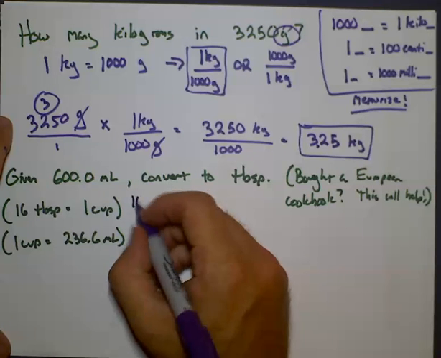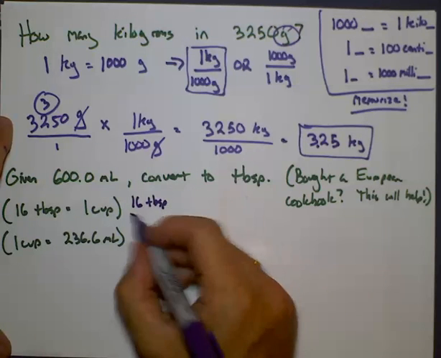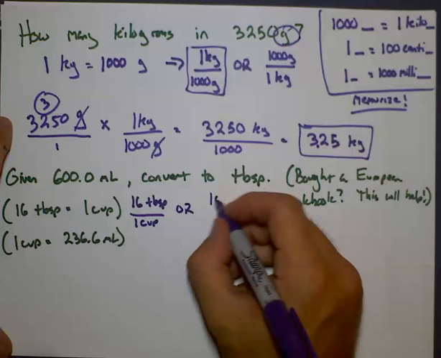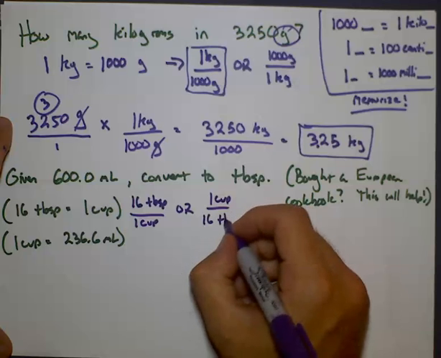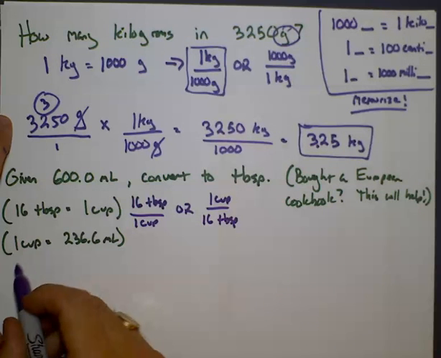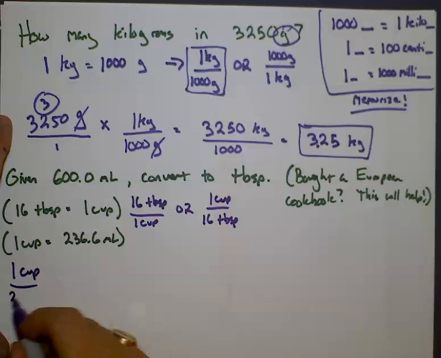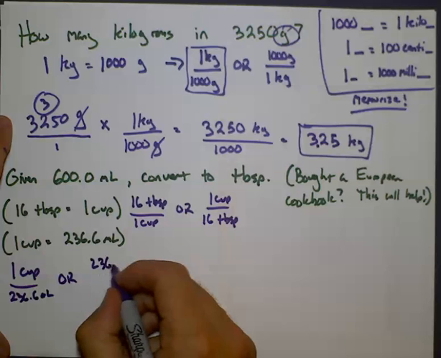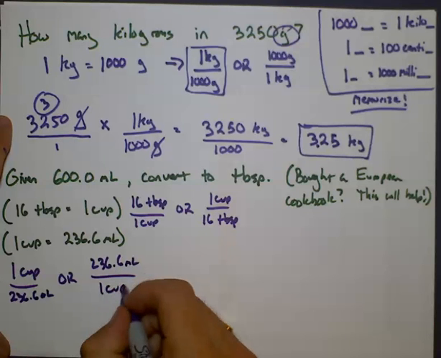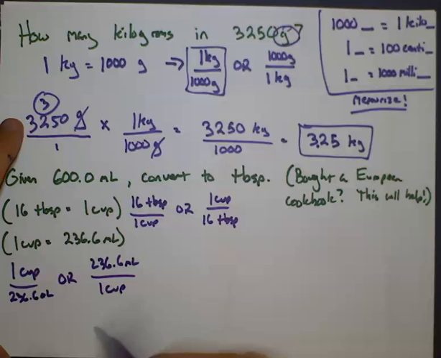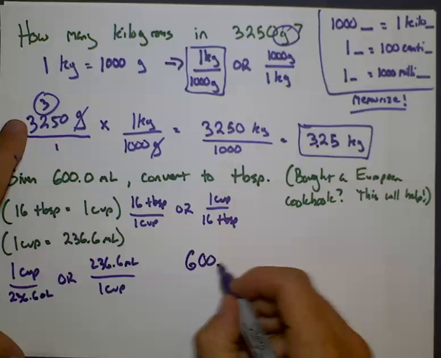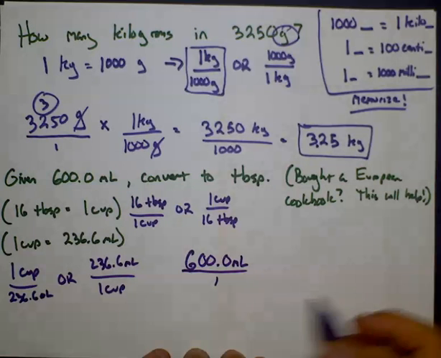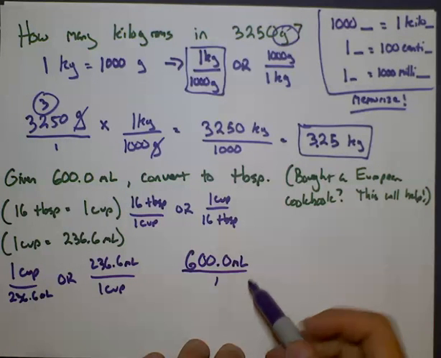Okay, so if 16 tablespoons equals 1 cup, then I can say that 16 tablespoons over 1 cup, or 1 cup over 16 tablespoons. If 1 cup is equal to 236.6 milliliters, I can also say 236.6 milliliters over 1 cup. So then the question is, what do I do with these things? I've got 600.0 milliliters, and we're just going to assume that that's over 1. And what I want to do is get rid of milliliters. Okay, I eventually want to get to tablespoons.